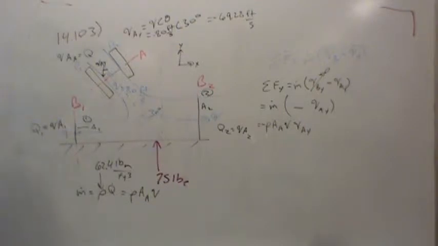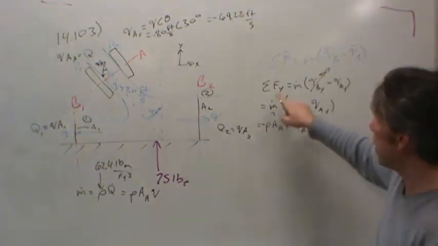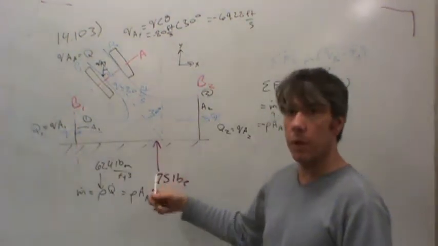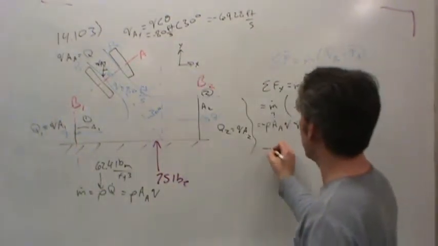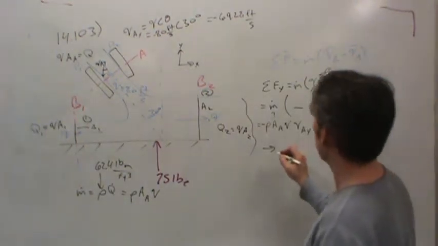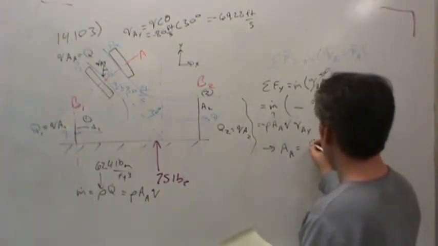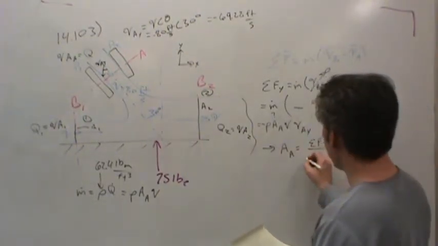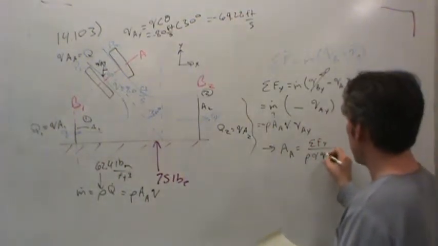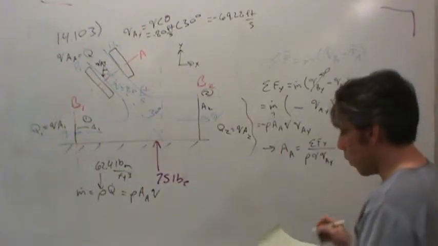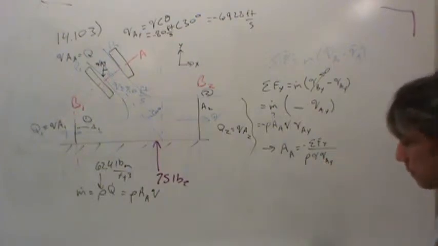Now, do you notice that really the only unknown is the cross-sectional area A? Because we know the force in the y direction that acts on the water is 75 pounds. So what we could do, let's separate that out, is say the area at A can be computed as the sum of force in the y direction divided by density times velocity of flow times V A Y. And really, I still need a negative sign in here because VAY is negative.